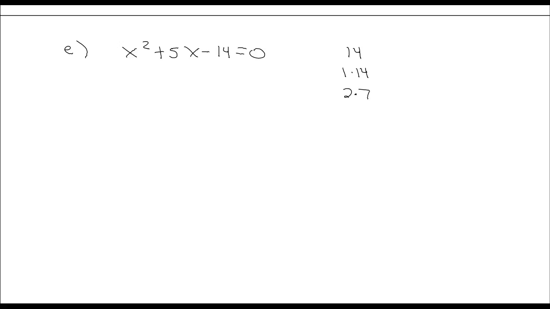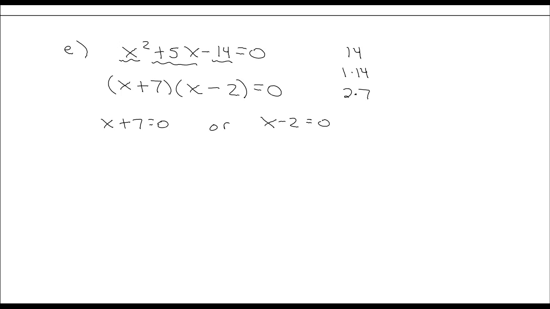So what I'm going to do, I'm going to set up 2 sets of parentheses. Well, x times x is going to give me the x squared. 7 times 2 is going to get me the 14. Since the middle term is positive, I want to say a plus 7 and a minus 2. And then using the property as in D, I'm going to say x plus 7 is 0, or x minus 2 is 0. So subtract 7 from both sides. Over here, add 2 to both sides. So x can either equal a negative 7 or 2.